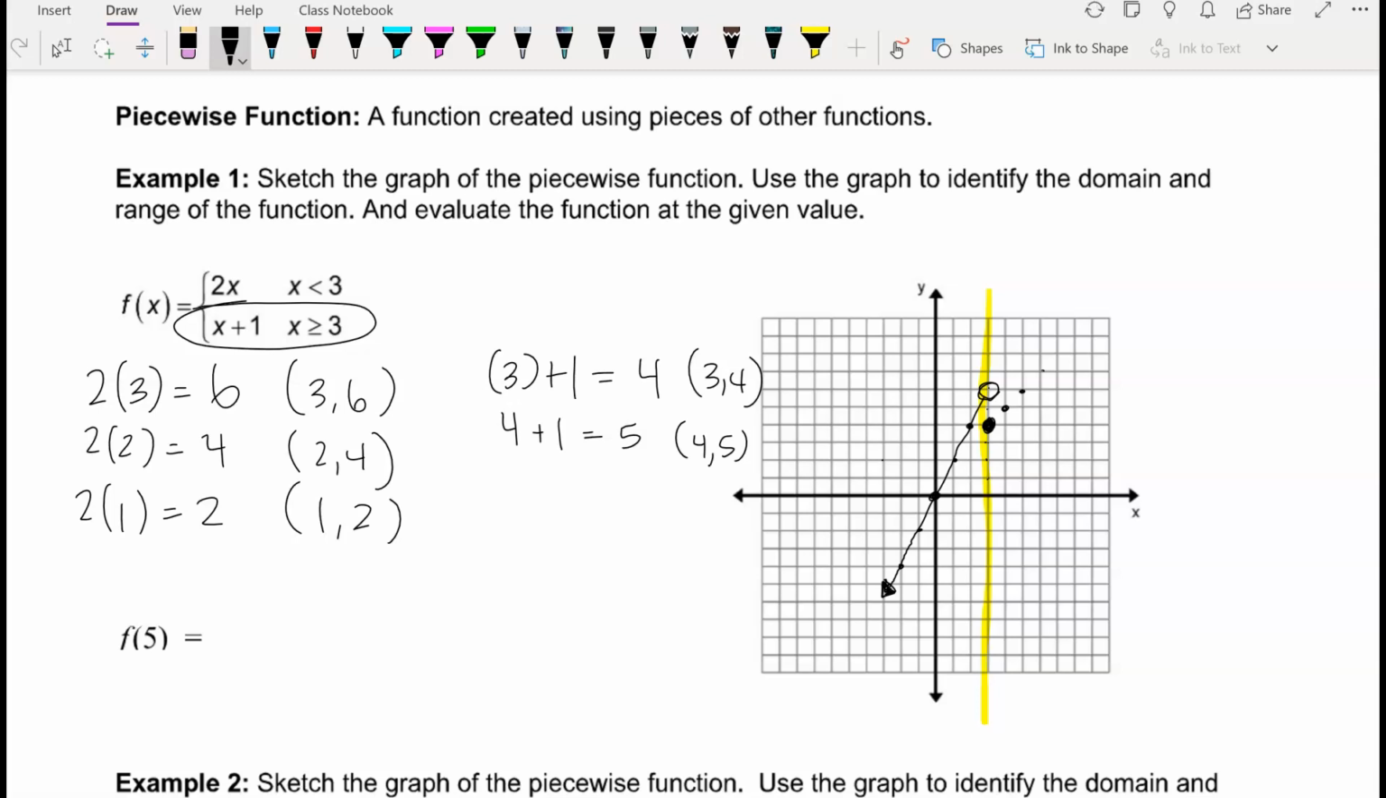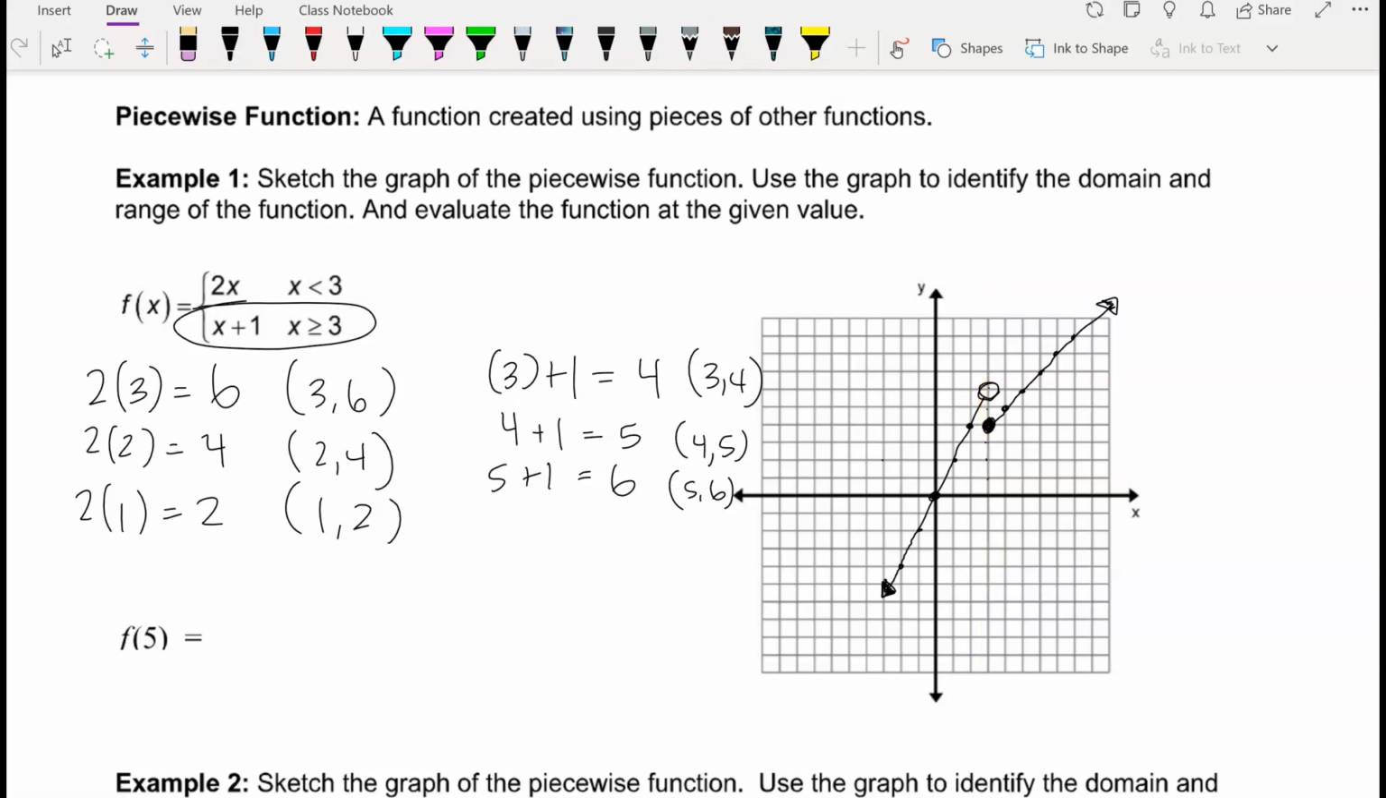And then it's just going to go up 1 over 1, up 1 over 1 until we get here. And you can check your points. So 5 plus 1, that's going to be 6. So 5, 6. It just means it's going up 1 more than it is.